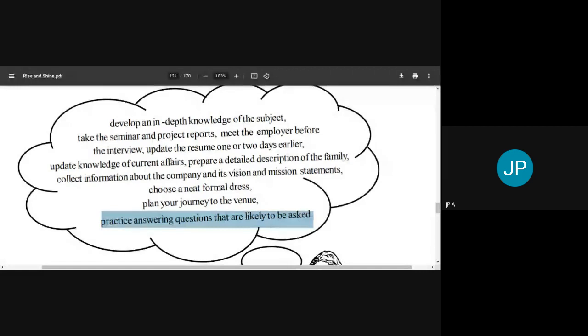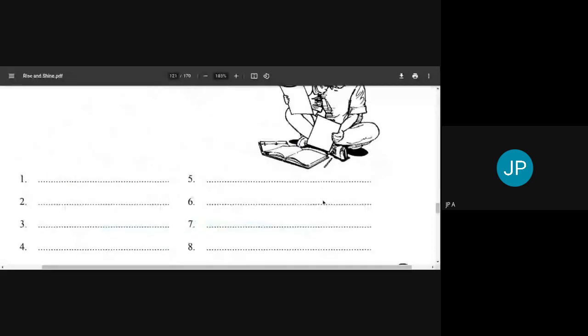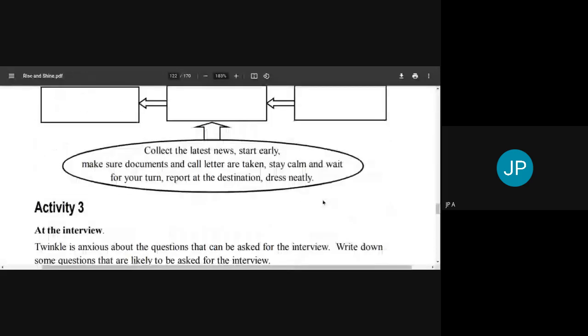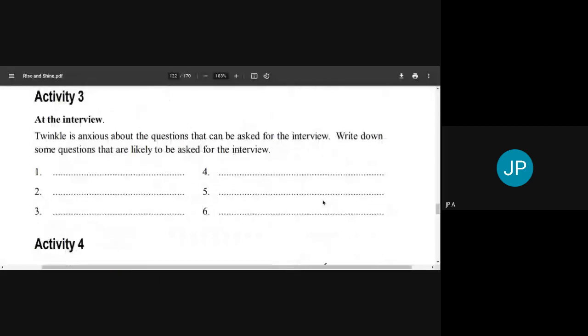What are the questions? It is there in activity 3. Let's just look at that. Yeah, here some spaces are there to write the questions. What are the common questions that are likely to be asked in an interview?